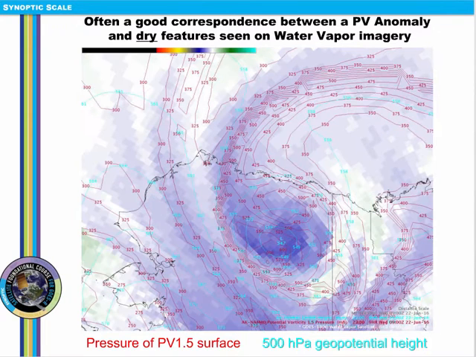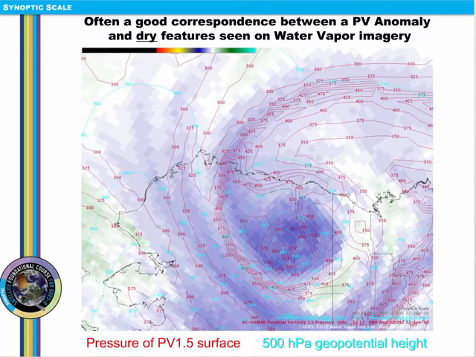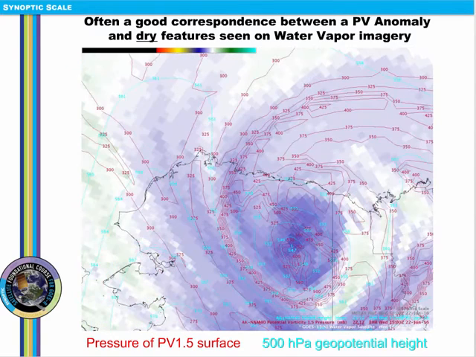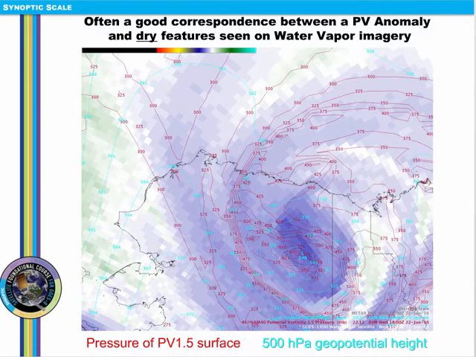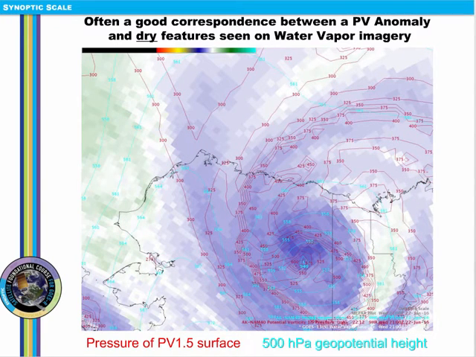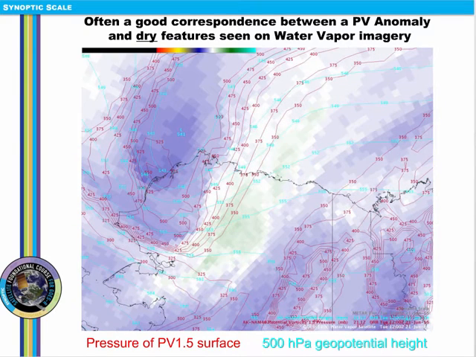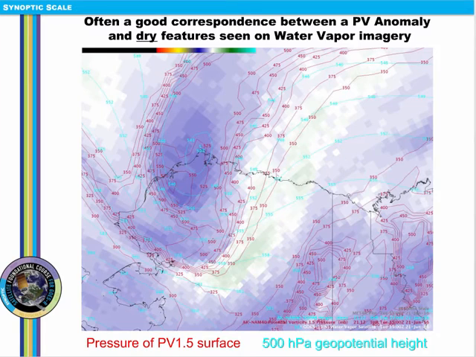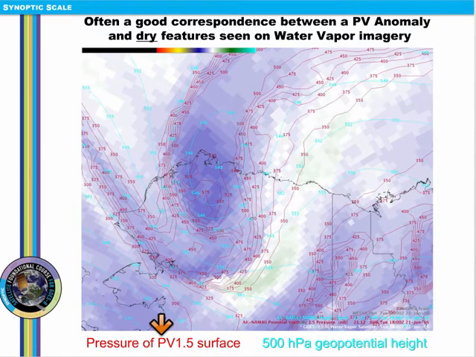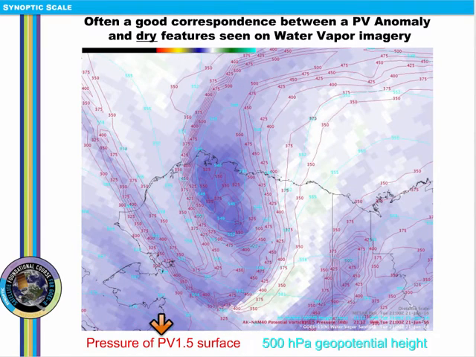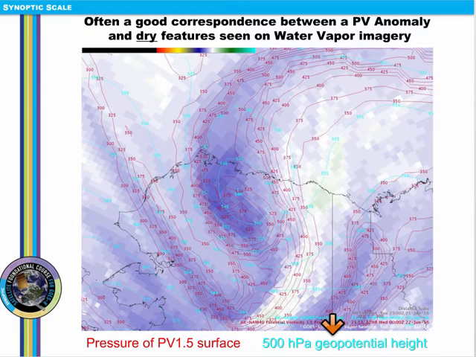There is often a good correspondence between an upper tropospheric potential vorticity anomaly and dry features seen in the water vapor imagery. In this enhancement, blue is relatively warmer temperatures, denoting a drier atmosphere, and white is relatively colder. In this example, NAM40 model fields depict a potential vorticity anomaly at the base of an upper-level low that is moving southeastward over northern Alaska.